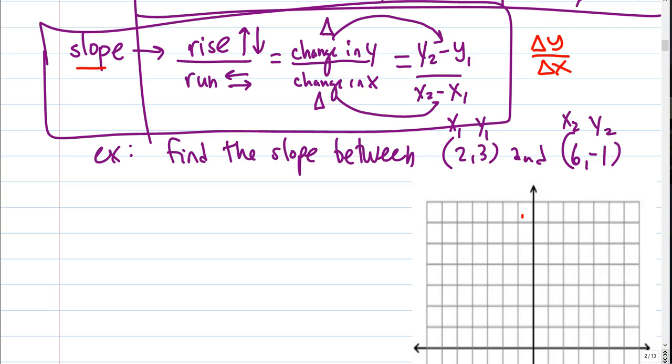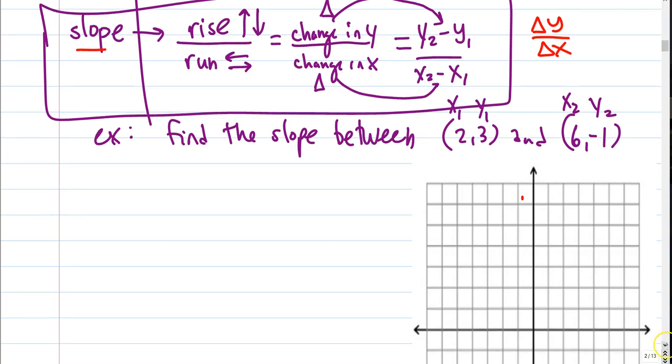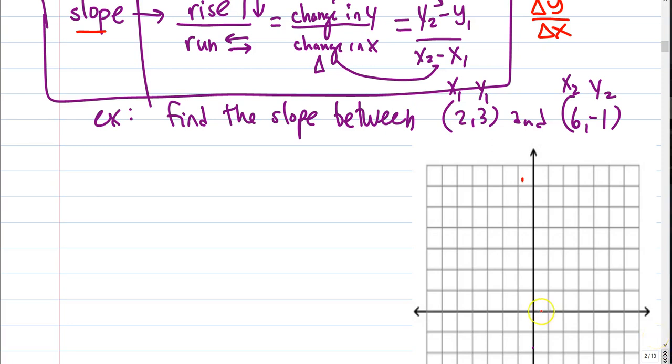Here's an example where I have 2 points, (2, 3). So that's 2 over and up 3, and (6, -1), so over 3, 4, 5, 6, and down 1. And we would like to find the slope between these points. I can do this algebraically.